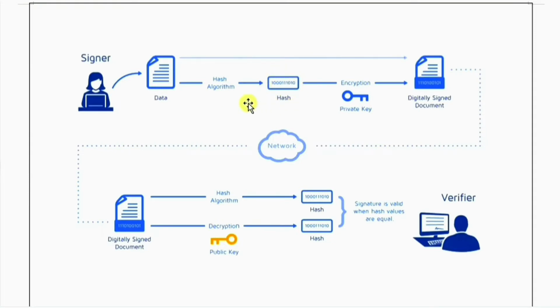After that, the generated hash is encrypted with the private key. For that, we can use RSA or SHA algorithms. When we send a message, the encrypted hash and the corresponding key are also sent with the message.